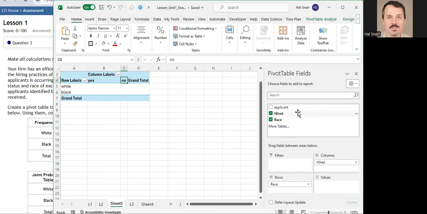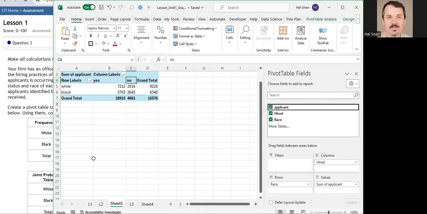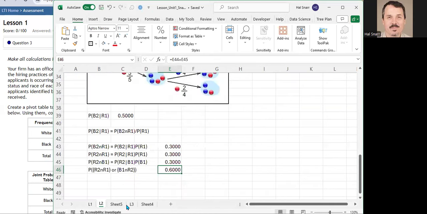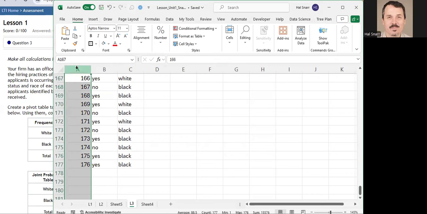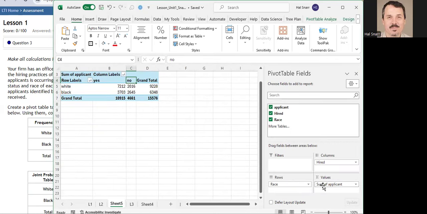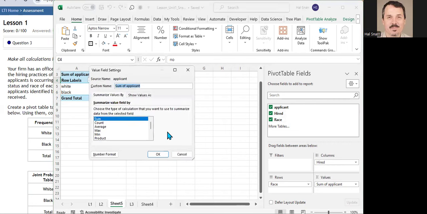And then I'm going to drag applicant into values. Now, because applicant is a number, the default when it sees numbers under the variable applicant is to sum. Those numbers are meaningless because they're synonyms for the applicant names, right? So what we need to do is change this to count. Count gives us frequencies, right?